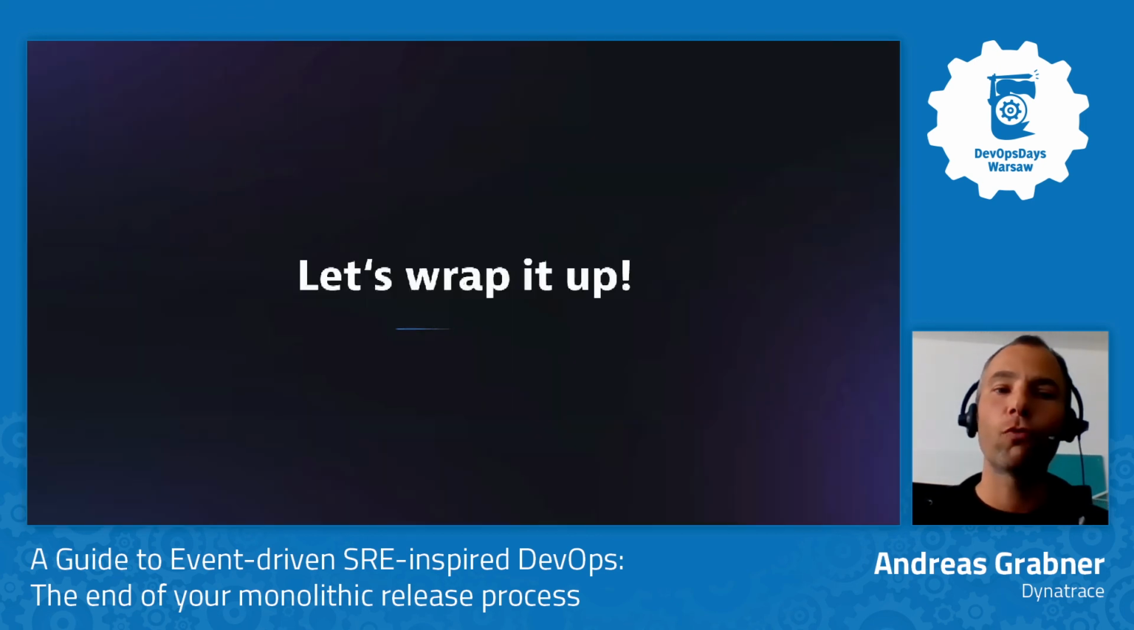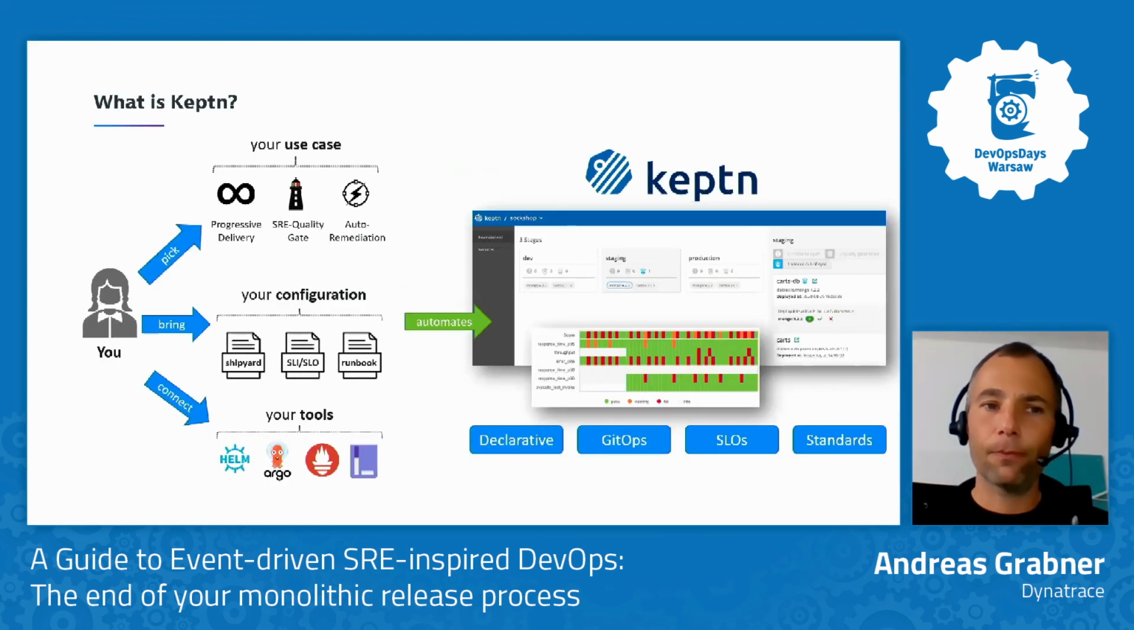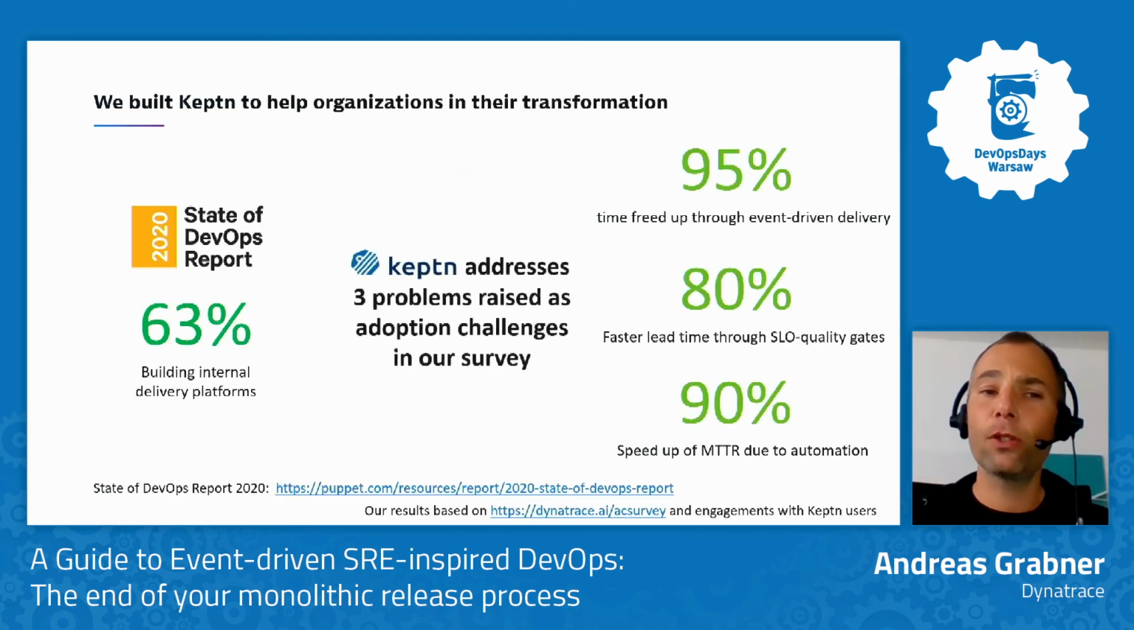All right, so to wrap it up, and hopefully you have a couple of questions later on. What is Captain? Captain allows you to pick a use case that you want to automate. You bring your configuration to support that use case or that use case needs, and you connect the tools that you want. I've shown you Helm, but you can also use Argo or Spinnaker for deployment. You can use any monitoring tool. You can connect it, and then Captain automates that for you. The reason why we're doing this is because we want to help you to transform in the way your organization needs you to transform without having all the problems that come with it.